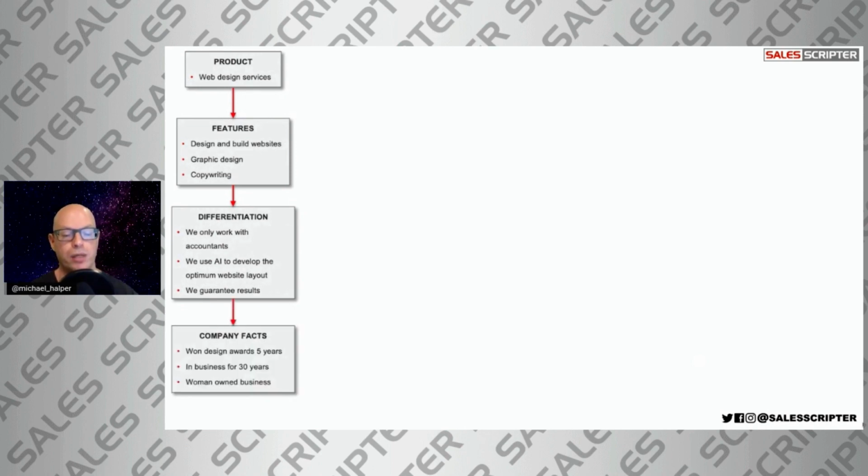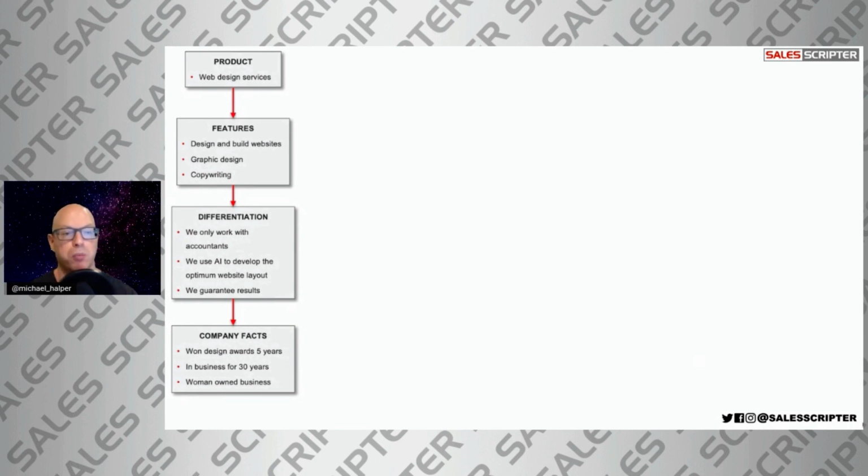And then we can go one step further to try to think about, are there any really strong facts about our company that we should be sharing? In this example, we won design awards for 5 years, been in business for 30 years, a woman-owned business. So if there are some really great facts about your company, we want to get that in your sales message. If you're a startup company and there's nothing real strong or worth mentioning, no big deal. You can skip that step. But that is basically it.